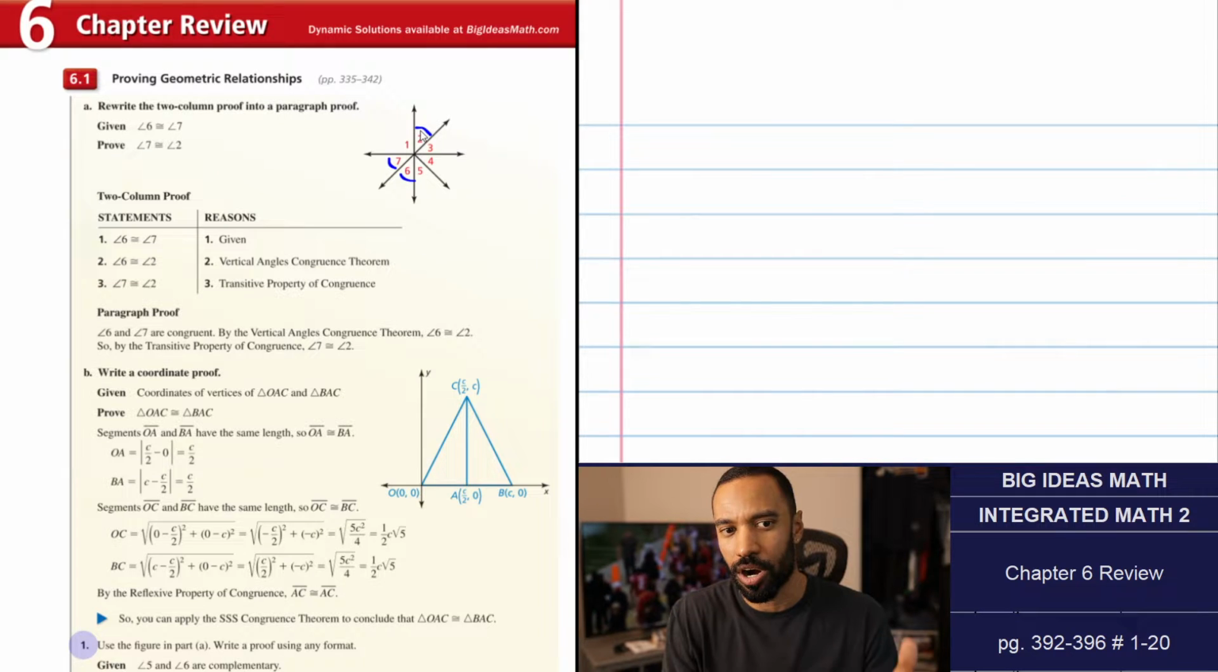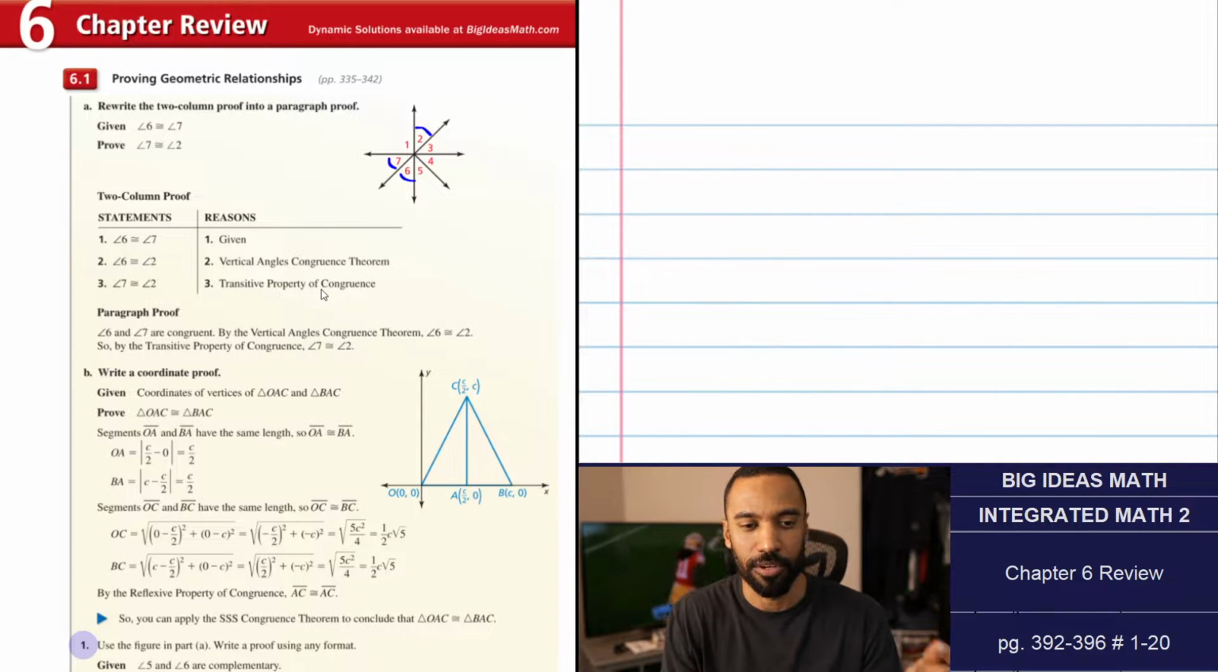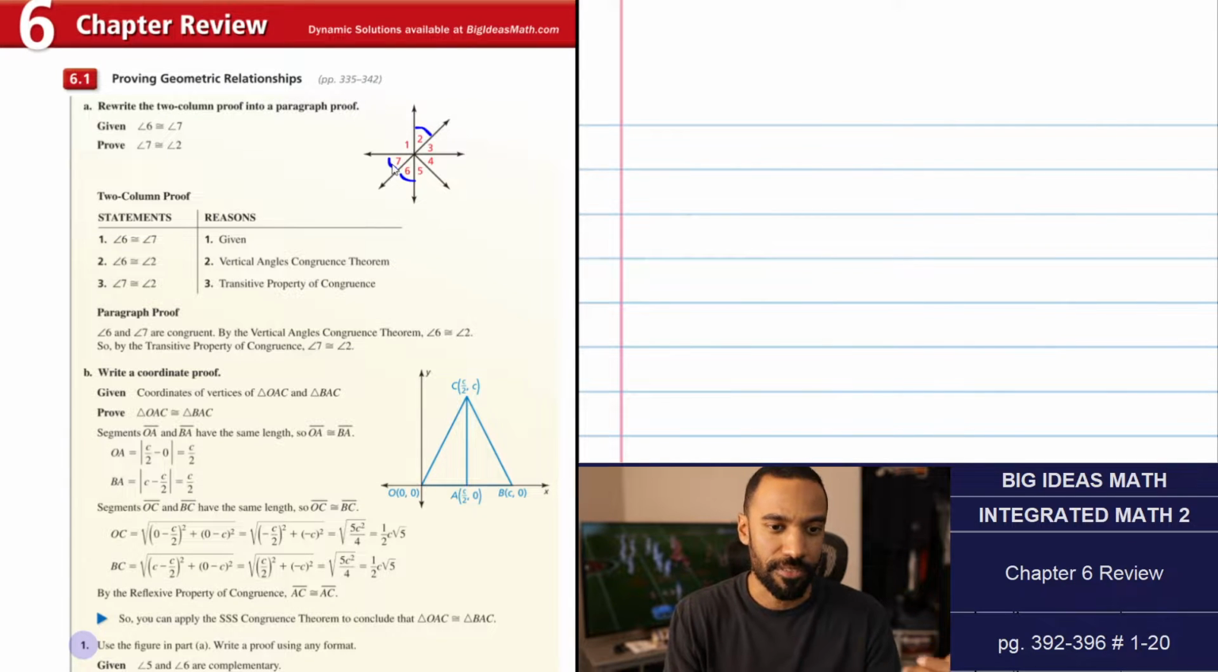6 is congruent to 7, single arc marks. I can make 6 congruent to 2 with the same single arc marks. If 7 and 2 share single arc marks for that reason, the transitive property of congruence says two angles congruent to the same angle are congruent to each other. If 7 is congruent to 6, and if 2 is congruent to 6, then 7 and 2 must be congruent. That's the 2-column proof version of it.